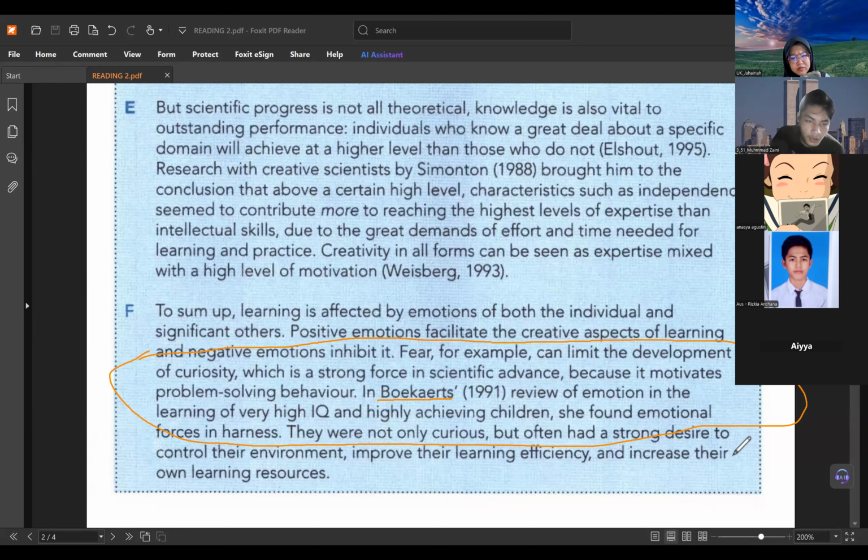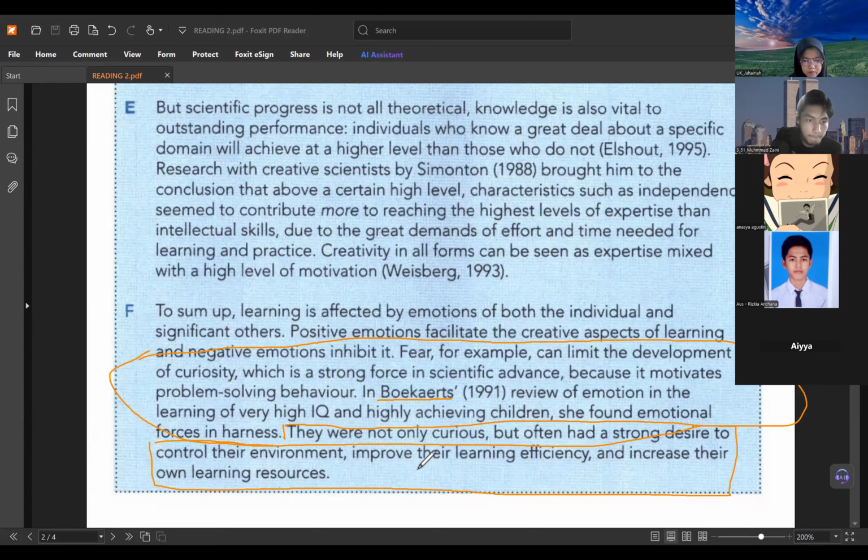In Bucart's 1991 review of emotion in the learning of very high IQ and highly achieving children, she found emotional force in harness. They were not only curious, but often had a strong desire to control the environment, improve their learning efficiency, and increase their own learning resources. What does it mean? She found they have emotional forces. So the smart students, the gifted students, they have emotional strengths, kekuatan emosional, right?